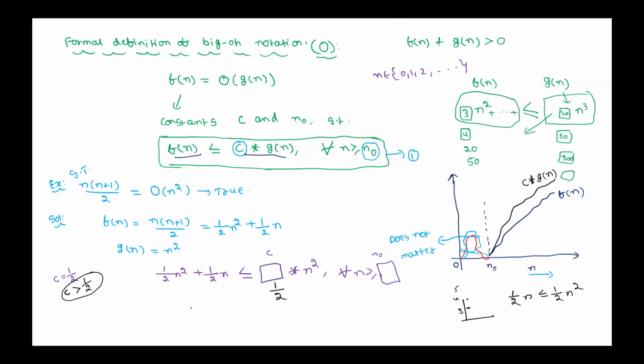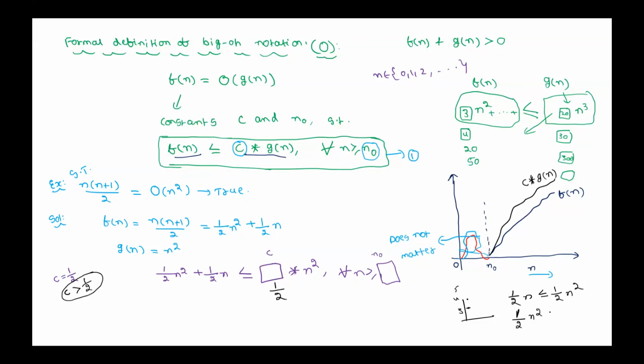Okay. Now from this it is clear that C must be greater than 1 by 2. Is that okay? Now 1 by 2 into n is less than or equal to 1 by 2 into n square. Is that correct?